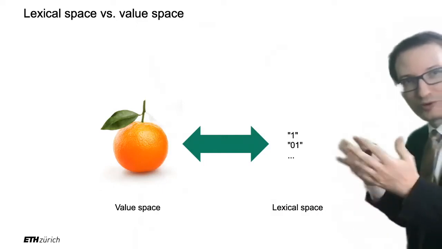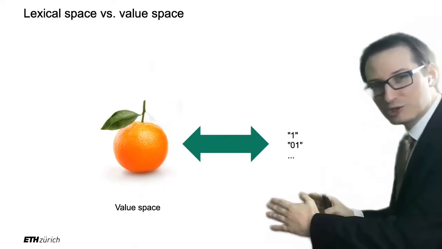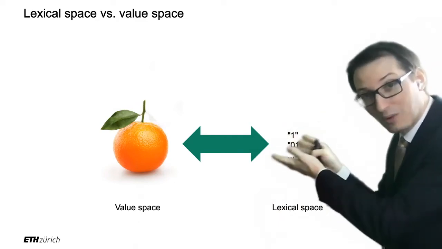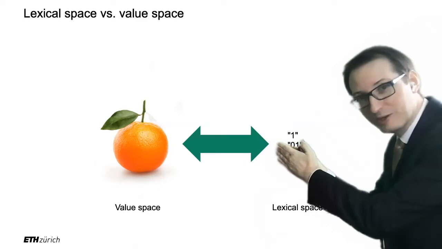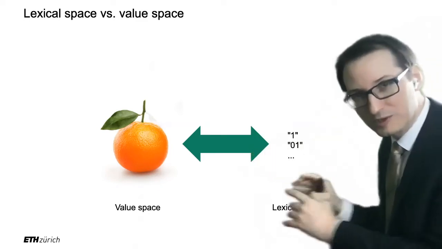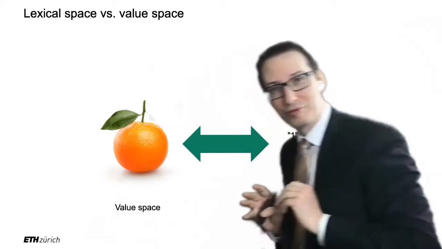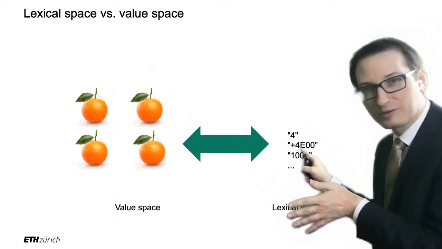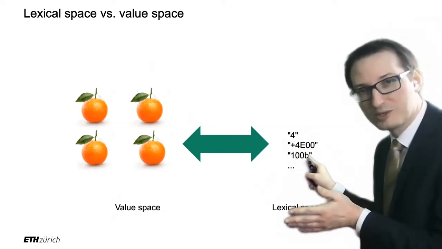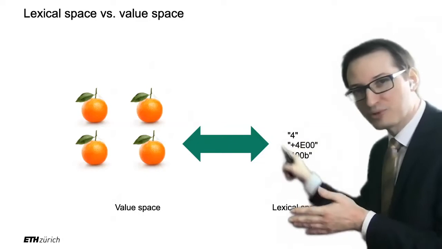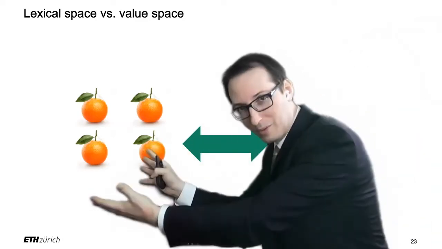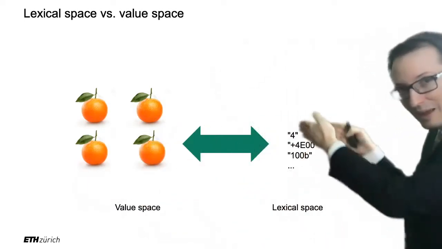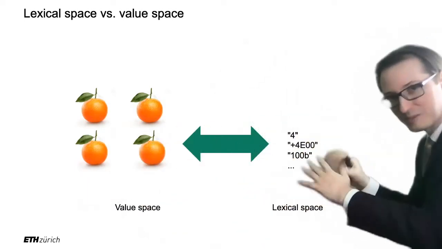So you have to distinguish for these atomic types the notion of lexical space, which is what it looks like in text when you have an actual XML document or a JSON document and you actually write it as characters, versus the mathematical abstraction of the value, right? Another example is 4, or plus 4 times 10 to the power of 0, or 100 in binary. These are all representations of the number 4. So the mathematical concept of 4, in that case, 4 oranges, as a cardinality. But the representations as text, there's plenty of them.